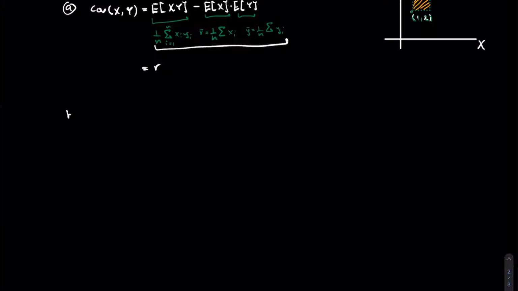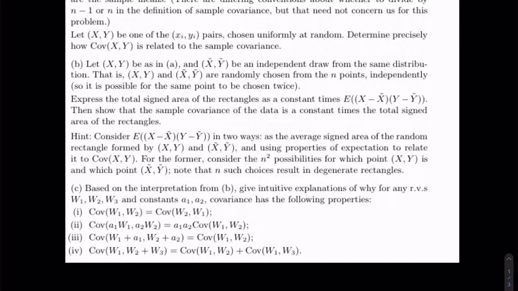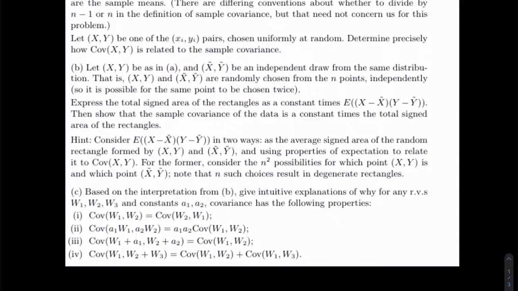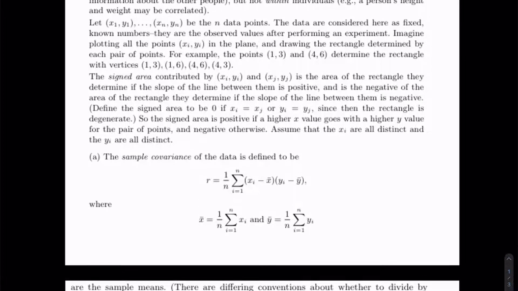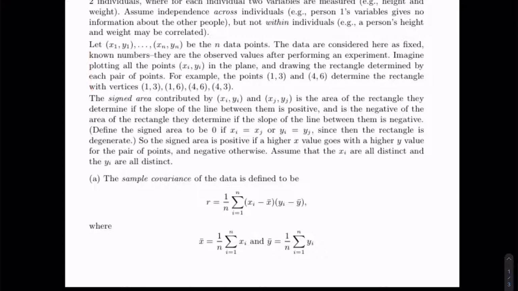Moving on to the next problem. Here we have x and y defined as in the previous problem a. Now we're going to define x tilde and y tilde to be independent draws from the same distribution, right? And that is that x and y are randomly chosen from the endpoints independently. And so one important thing is that the endpoints are given, they're considered fixed.